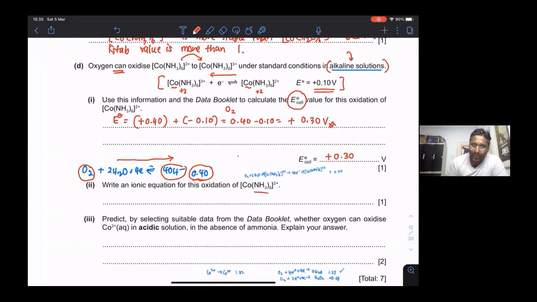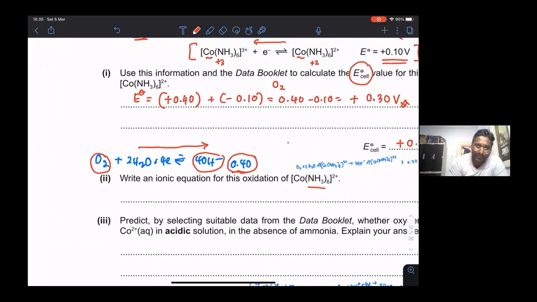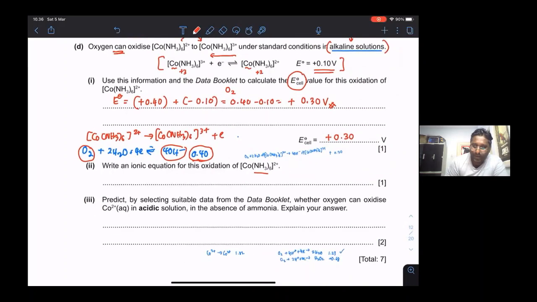Co(NH3)6. So they ask you to combine the equations and write the ionic equation. We know that this reaction is going to go to the right, and this reaction is going to go to the left. So I will write this down as Co(NH3)6 2+, it's going to give me Co(NH3)6 3+ plus an electron. Even though we change it, I'll just put it here, negative 0.10.